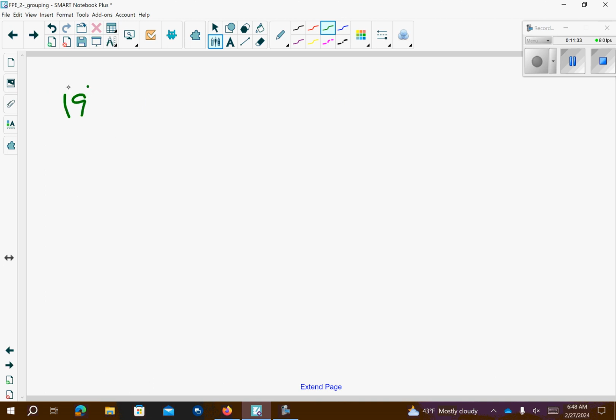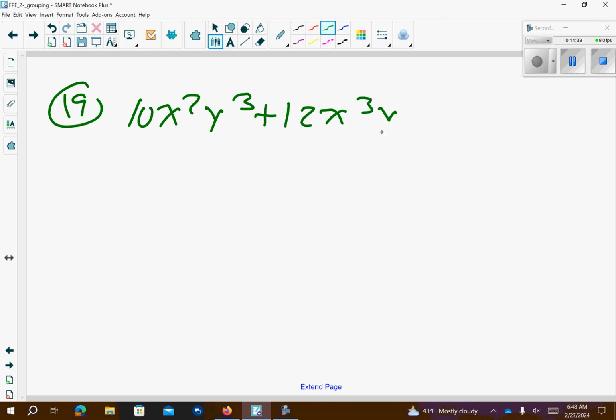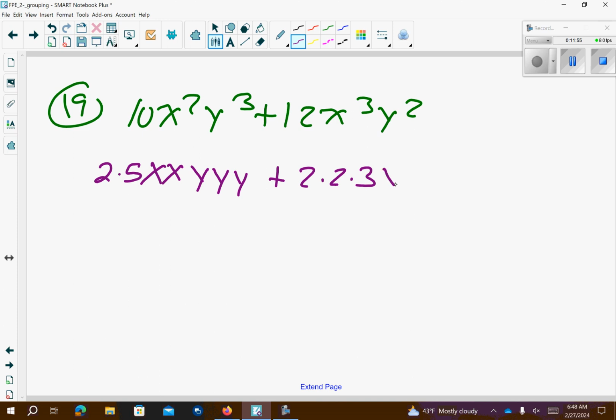Number 19. I have 10x squared y to the third, plus 12x to the third y squared. Let's break 10 down to 2 times 5. I have x squared, so I have x, x. I have y to the third, so I have y, y, y. 12 breaks down to 2 times 6, and 6 breaks down to 2 times 3. I have x to the third, so 1, 2, and 3. I have y to the second, so y, y.